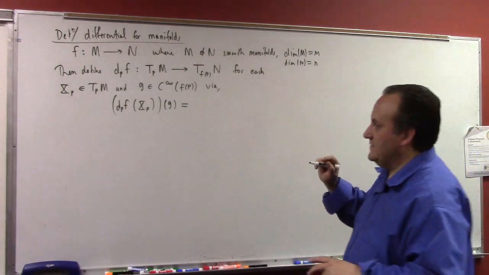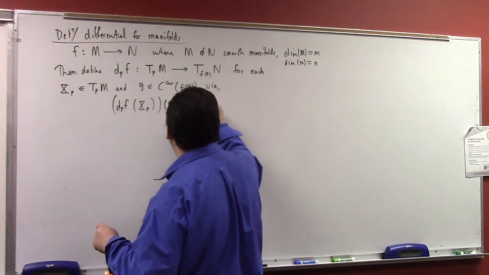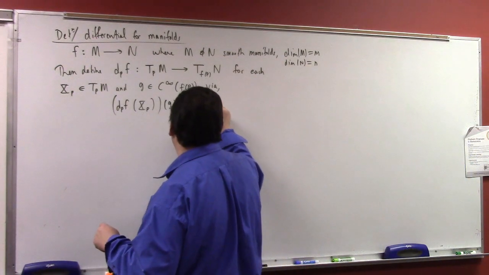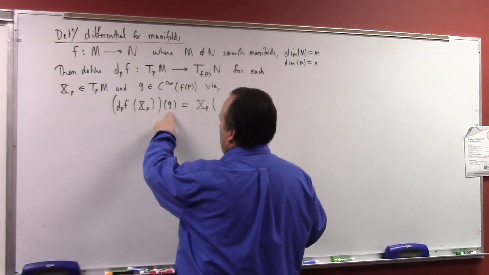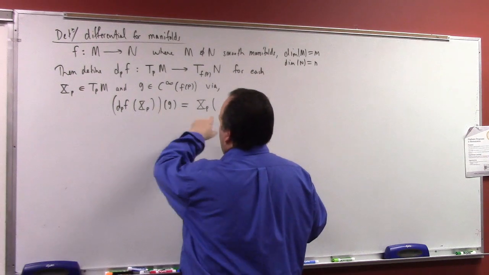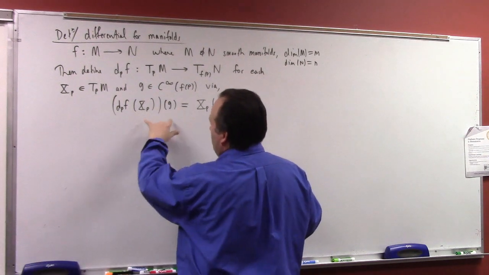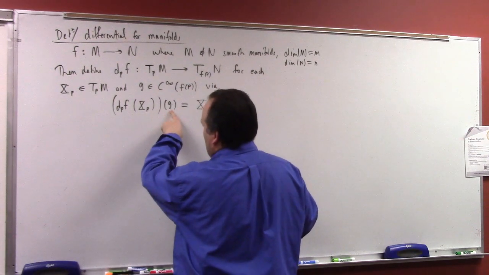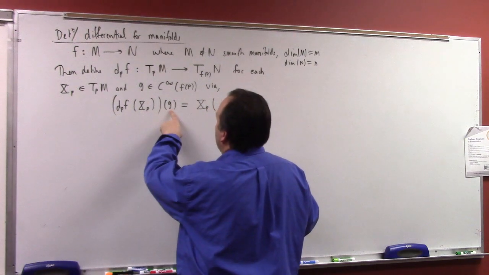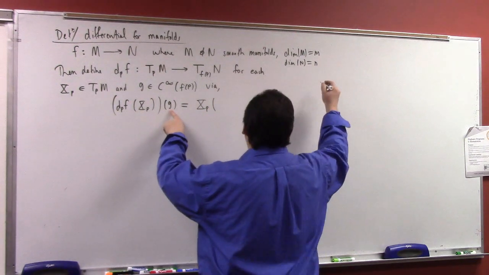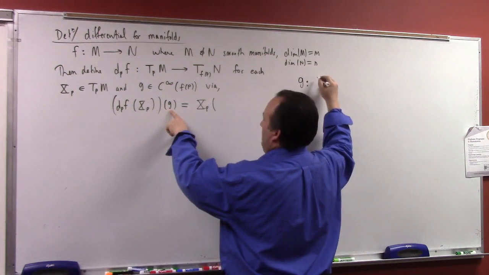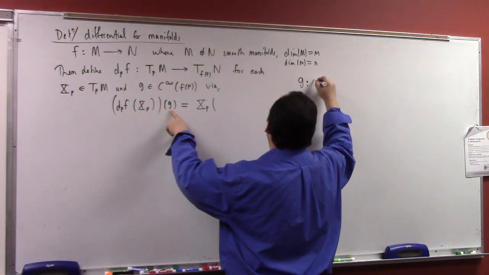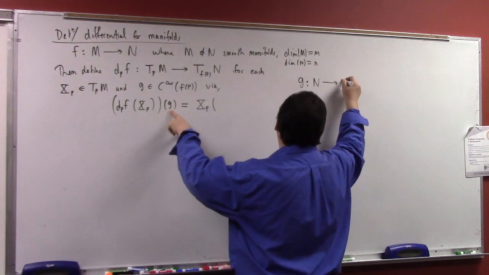The formula here has to be the following. It has to be X_p acting on something. Well, what can it act on? X_p acts on smooth functions at p. How do you get a smooth function at p from a smooth function at f(p)? Well, g maps from where to where? g maps from N to the reals, right?